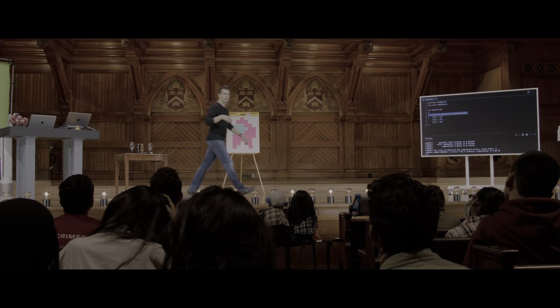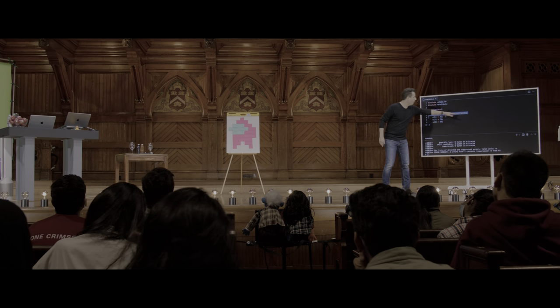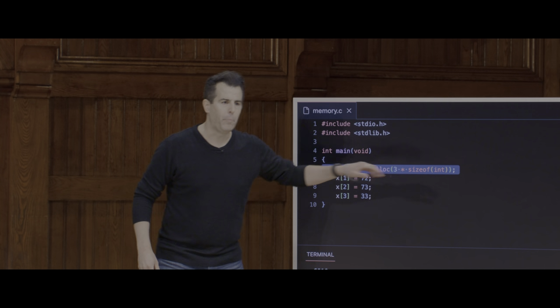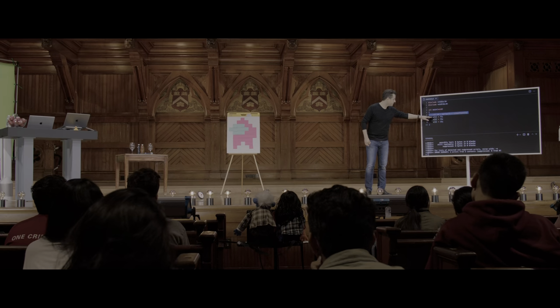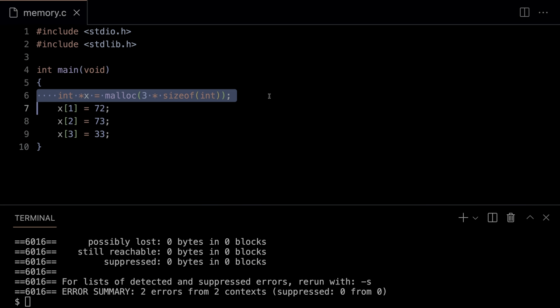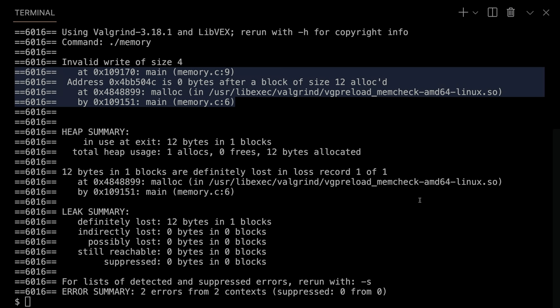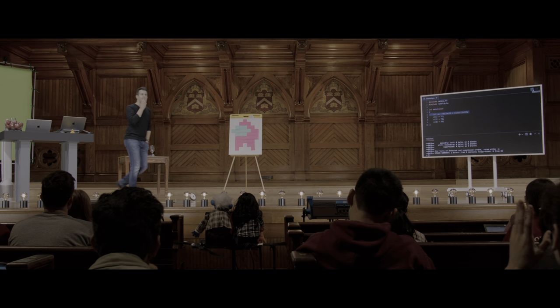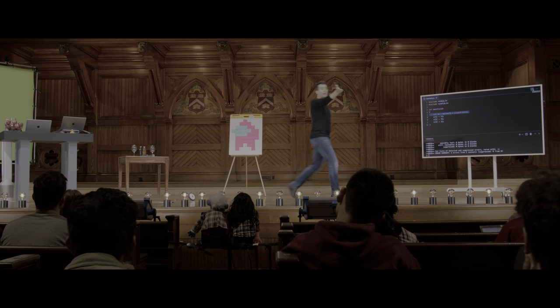If you did the mental math of the size of an int times 3, 12 is somehow involved here. But line 6 is where the memory came from. What is this? Let me zoom back in. Where is there invalid write of size 4? What's perhaps going wrong here? Invalid write of size 4. What does that mean? It's a very technical way of explaining. The bug is actually one line later, on line 7, as we already identified.